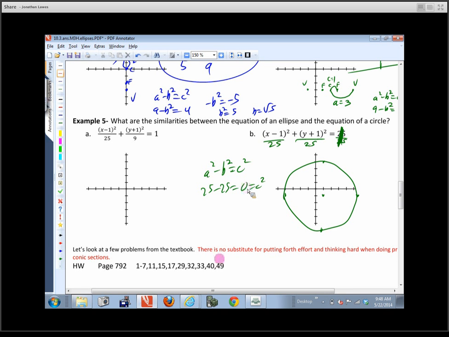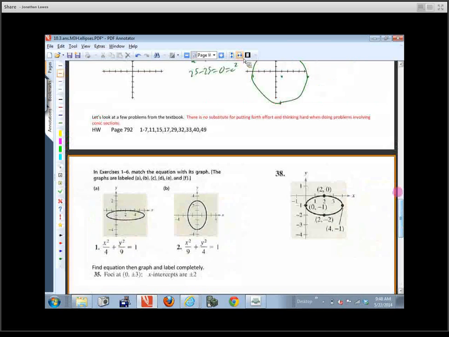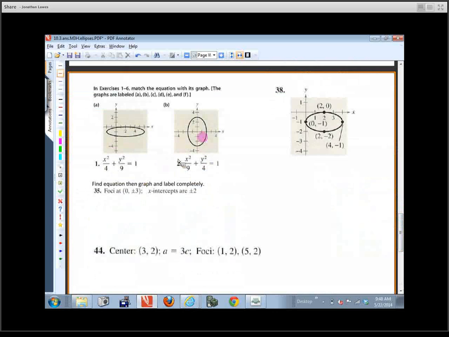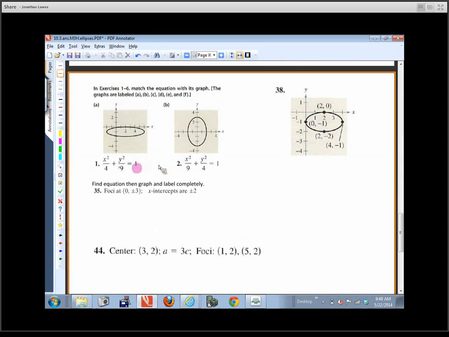Okay? All right, there's the assignment in the textbook. There are some matching problems. Is there any way this one could be the answer to 1 or 2? Is there any way A could be the answer to 1 or 2? No way. Why not? Not centered at the origin.